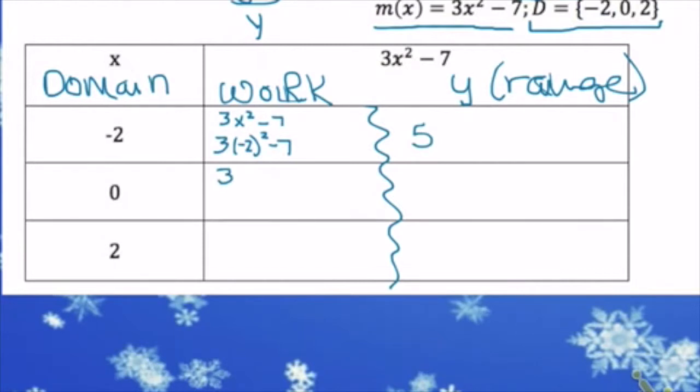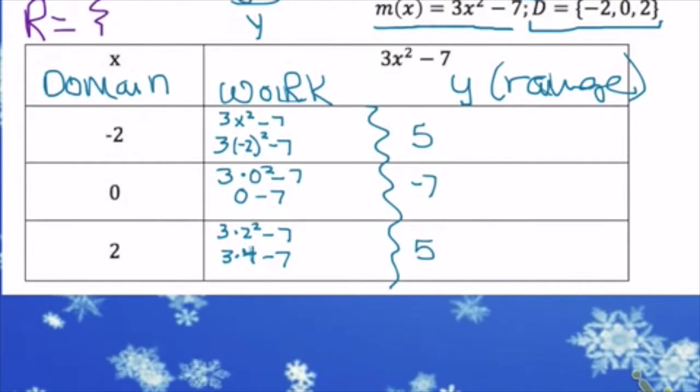For the next domain value, I have 0, so I'm going to plug that in. And I get -7. For the next domain possibility, I have 2. And again, I get 5. So my range possibilities are -7 and 5.